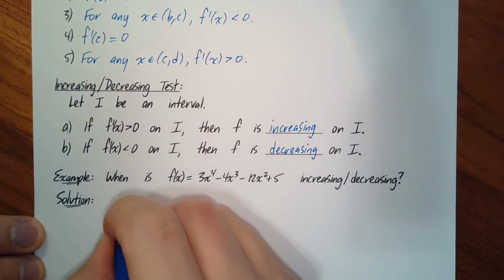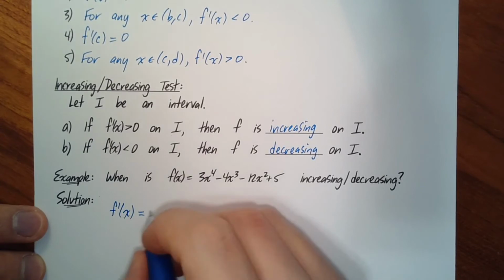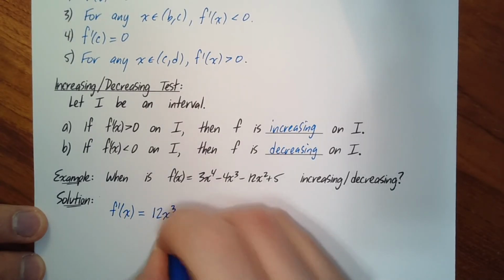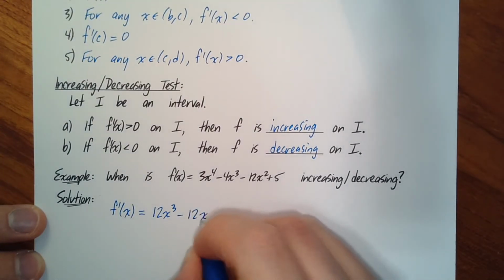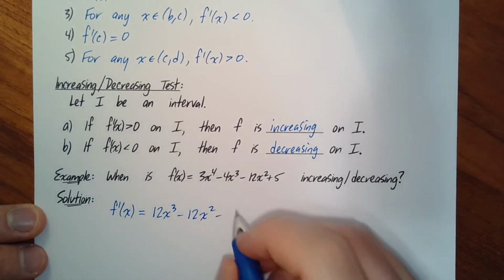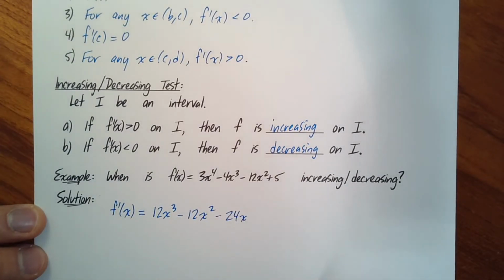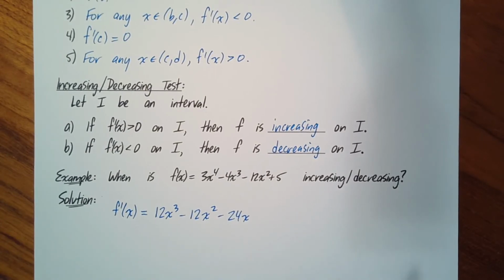So our derivative, f prime of x, we'll just go term by term. Differentiate the 3x to the 4, and you get 12x cubed. Differentiate the 4x cubed, and you're going to get, bring down the 3 and multiply it onto the 4, you're going to get 12. So it'll be 12x squared. So minus 12x squared, and when you differentiate 12x squared, you're going to get 24x. And then the derivative of 5 is just 0. So this is our derivative.